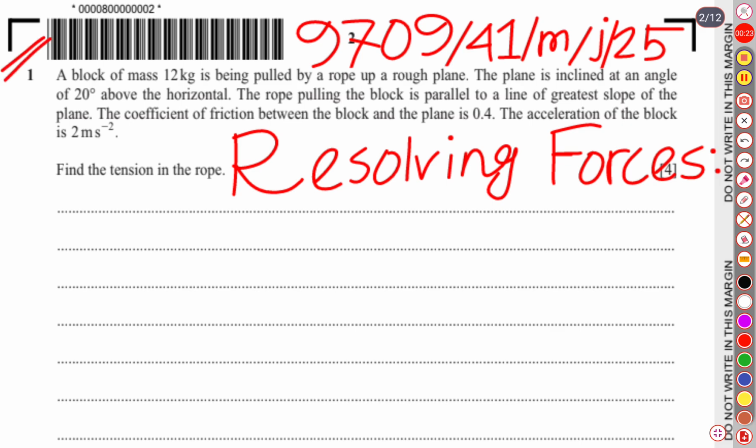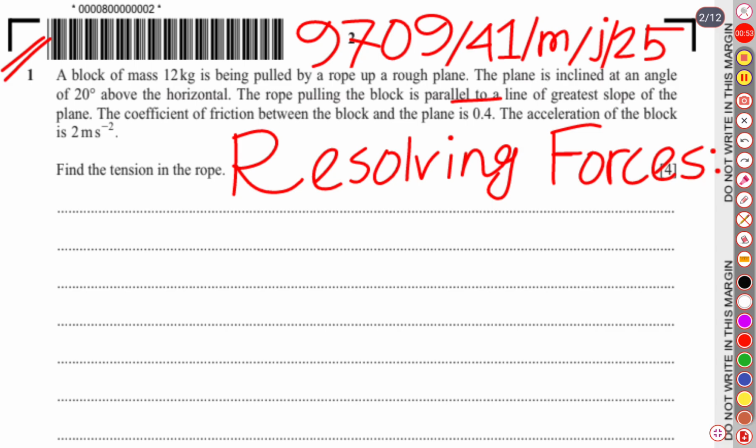The question is, a block of mass 12 kg is being pulled by a rope up a rough plane. The plane is inclined at an angle of 20 degrees above the horizontal. The rope pulling the block is parallel to a line of greatest slope of the plane. The coefficient of friction between the block and the plane is 0.4. The acceleration of the block is 2 meters per second squared. Find the tension in the rope.